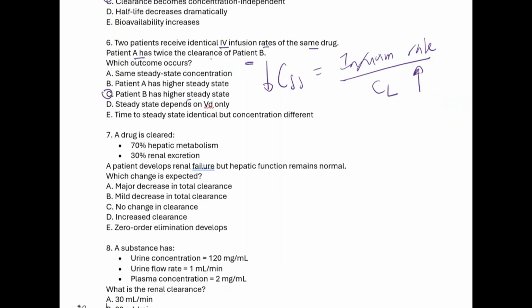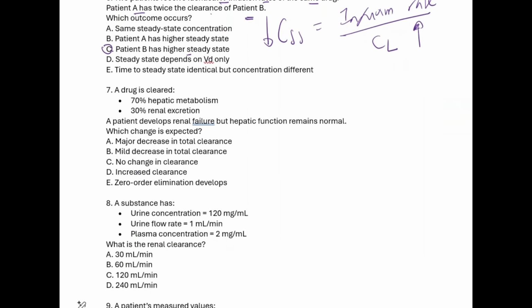And moving on to the next question, a drug is cleared, 70% through the liver and 30% through the kidney. A patient develops renal failure, but the hepatic function remains normal. Which change is expected? So if the patient develops renal failure, but the hepatic function is still normal, as we can see here, the majority of that medication is cleared through the liver.